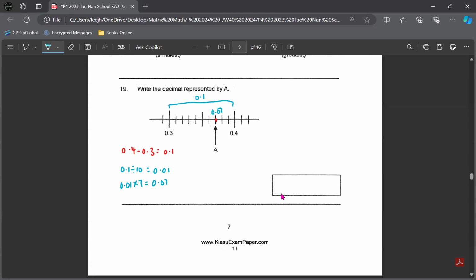I don't want to write 0.07 here. I know that the value here is 0.07. I don't want to confuse you. So that means 0.3, and then this is 0.07. So I'm going to add these two values. 0.3 plus 0.07, your answer will be 0.37. This is your answer. Write the 7 properly.